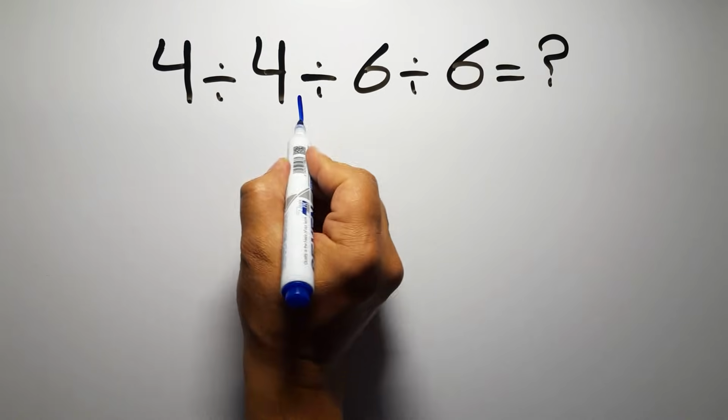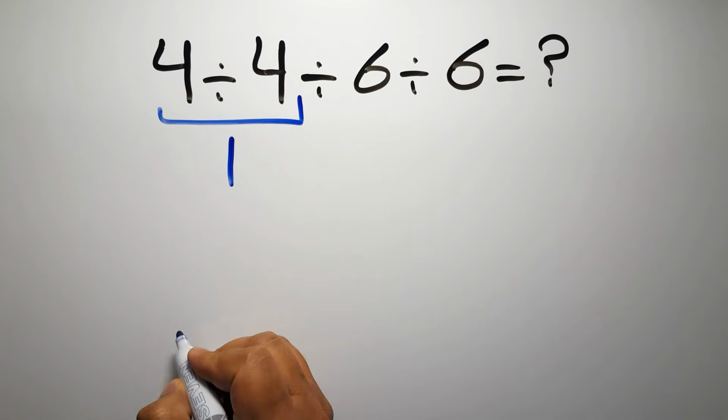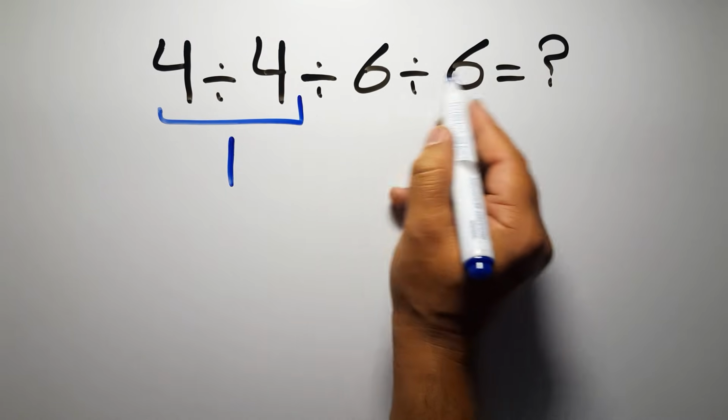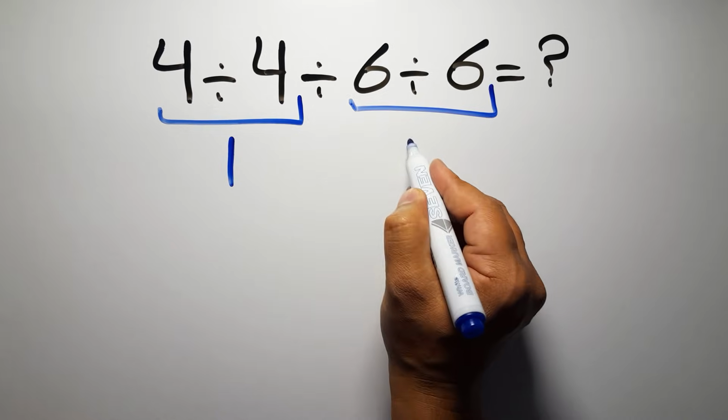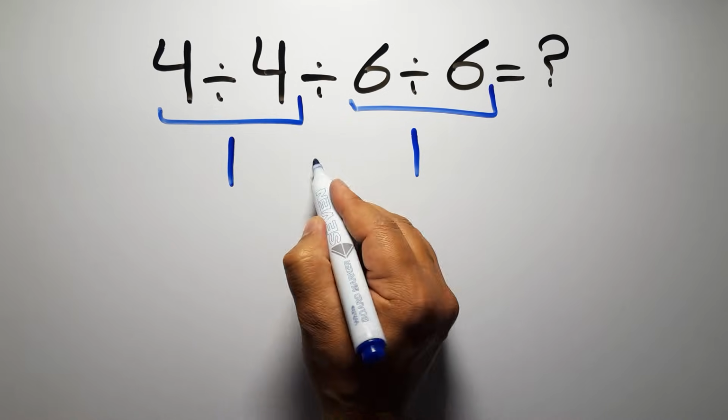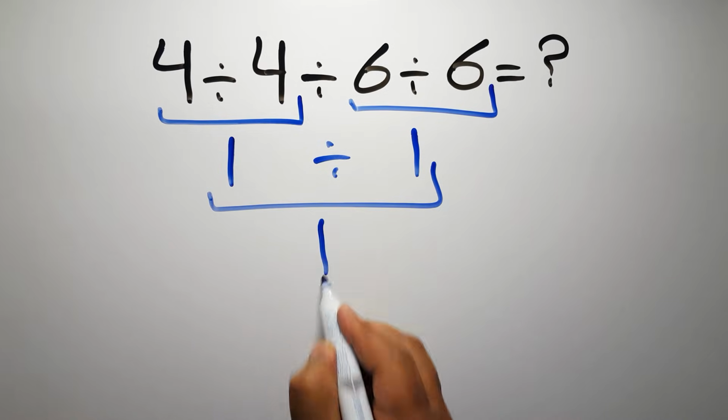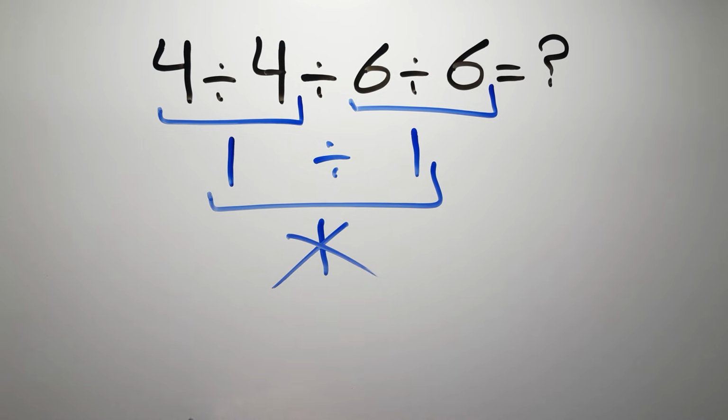4 divided by 4 gives us 1. And here we have 6 divided by 6, which equals 1. So 1 divided by 1 gives us 1, but this answer is not correct.